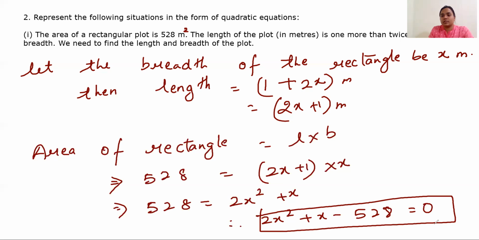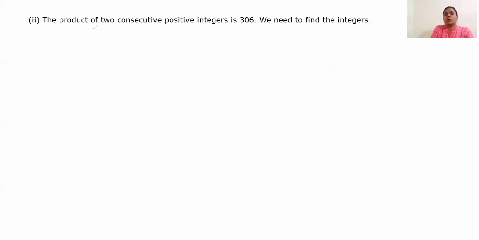Now, let's move to the second question. The product of two consecutive positive integers is 306. We need to find the integers. What does this word consecutive mean? Consecutive means one after the other. Suppose the consecutive number of 5, it can be 6, it can be 4. Consecutive means together, they come together.